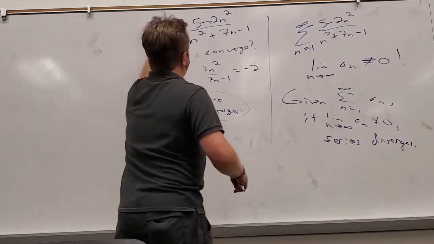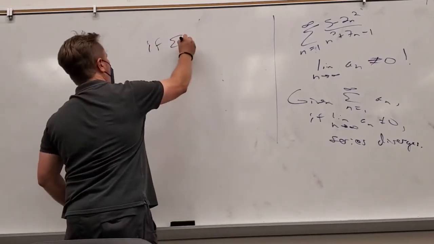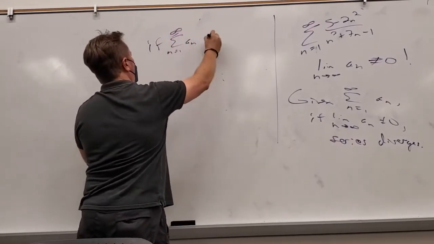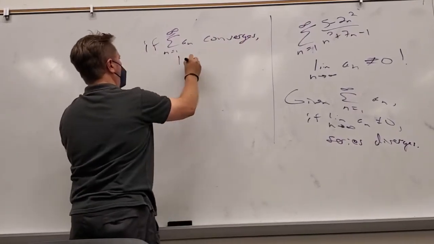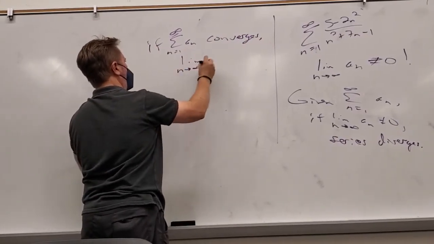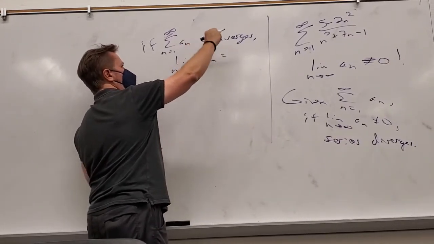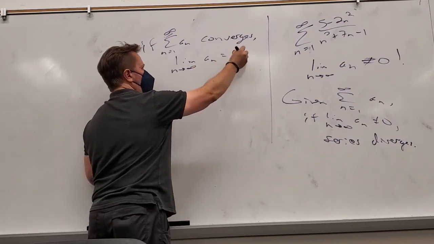But let's see. If the sum of a_n converges, what's true about the limit? Does not equal 0? Or it equals 0? If the series converges, then the limit of the sequence elements must go to 0.